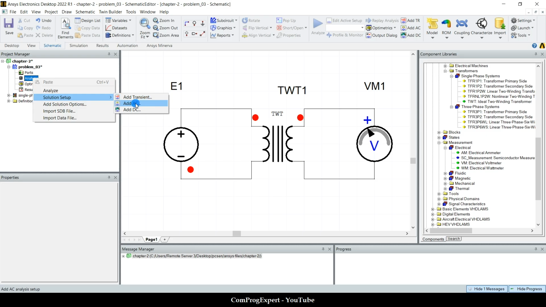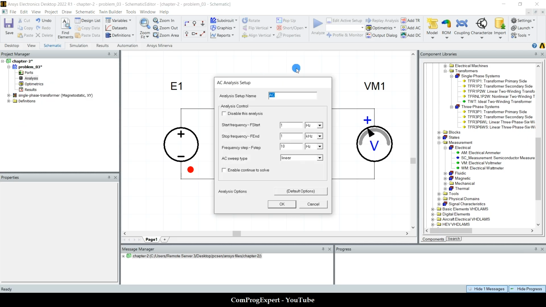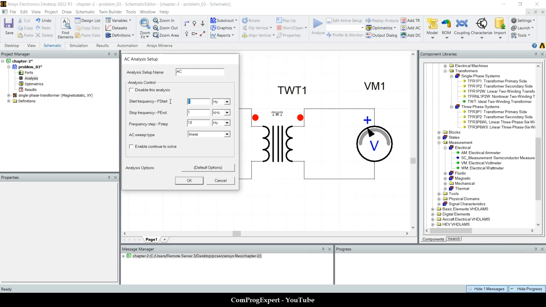Or when all sources in the circuit have the same frequency and we have sinusoidal excitations, yes, we can solve the circuit in the frequency space. You remember this from the circuit theory course. So here we add the AC solver and we have these properties. The frequency range. What is the frequency range?